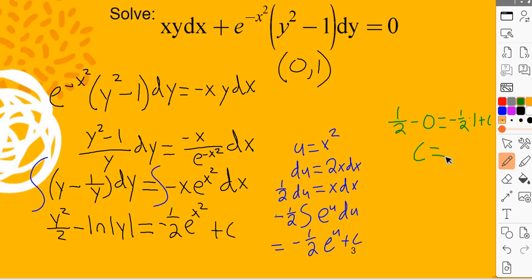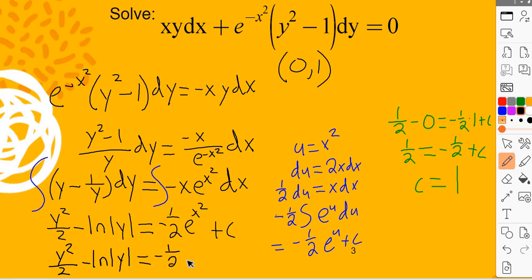Move everything over to one side. Correct. So I'll simplify it first. I have 1/2 minus 0, which is just 1/2. Here we just have a negative 1/2 plus c. So what does c equal? It equals 1. So is that my answer? No. What do we need to do with that? Put it in my equation.